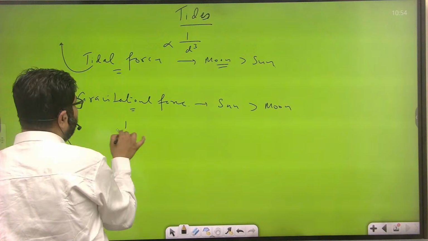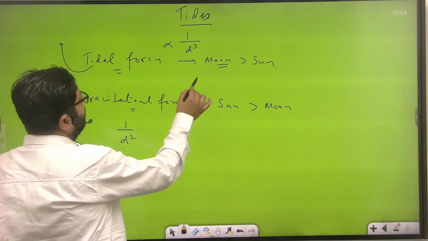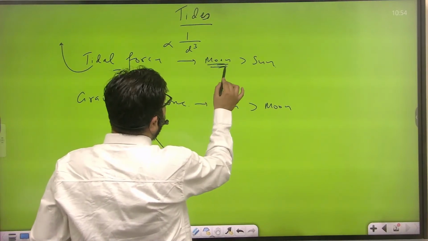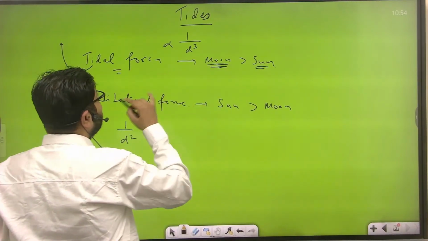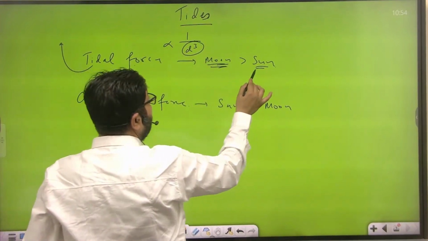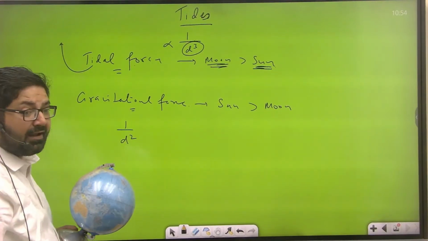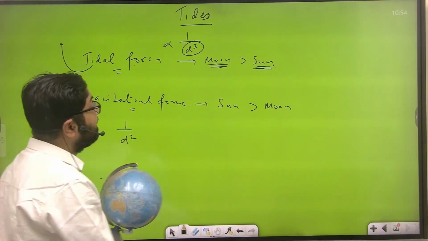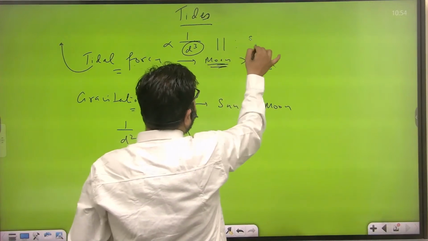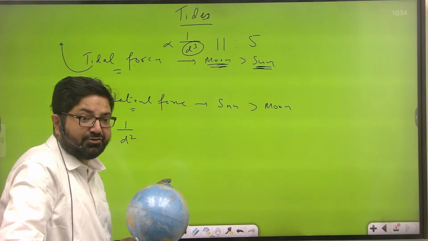Gravitational force is inversely proportional to the square of the distance. Moon is far closer as compared to sun. Since tidal force is inversely proportional to cube of the distance, because of more distance from earth and sun, the tidal force of sun is far less. The ratio is 11:5. The tidal force of moon is 11 and that of sun is 5. 11:5.